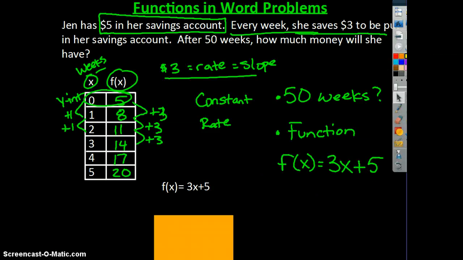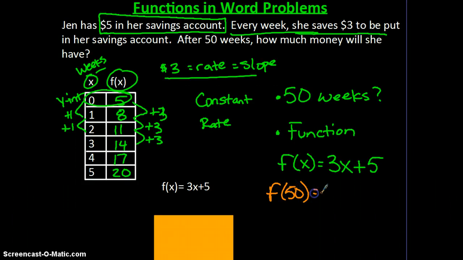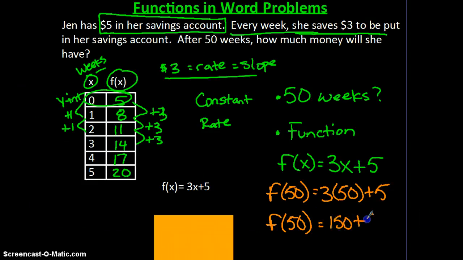How do we use this for 50 weeks? We simply would substitute 50 in for x, meaning we would have 3 times 50 plus 5. Continuing further, our f of 50, our function at 50, would have 3 times 50, which is 150, plus 5. And thus our final answer, after 50 weeks, she would have $155 in her account.